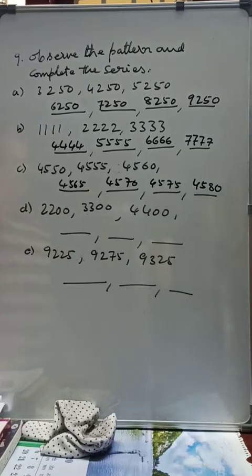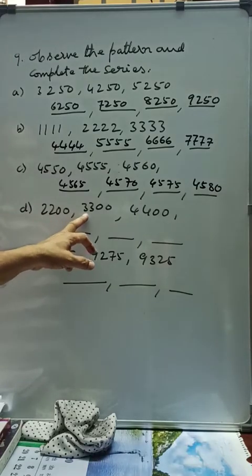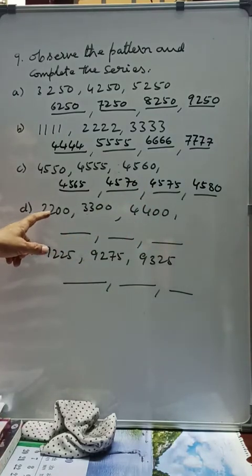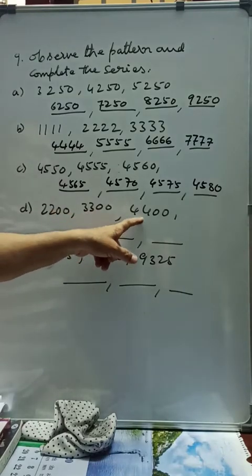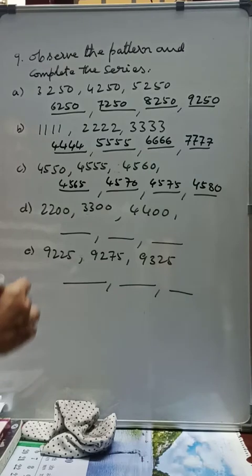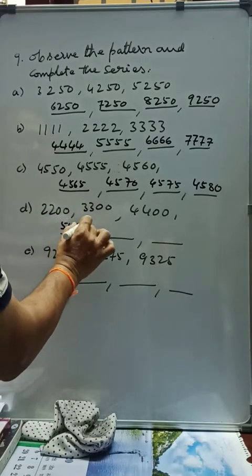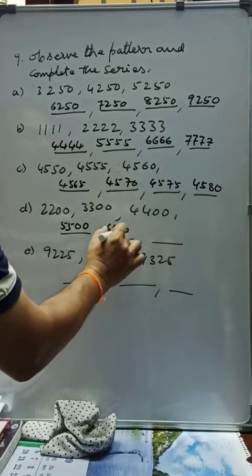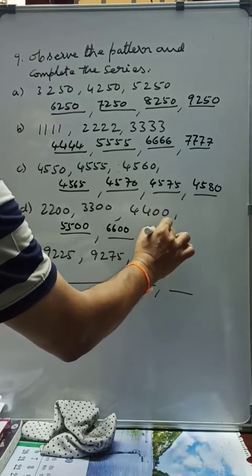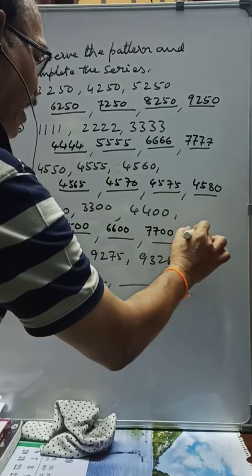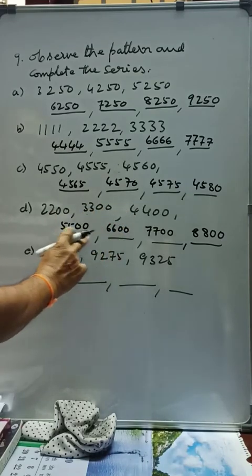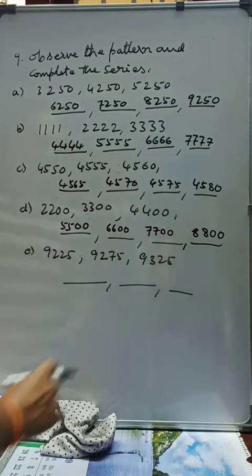Then coming to D, 2200, 3300, 4400. So if you see the thousand place and hundreds place, 22, 33, 44. Next comes 55. So 5500. After 55, 66. 6600. Then 7700 and 8800. So 22, 33, 44, 55, 66, 77, 88.